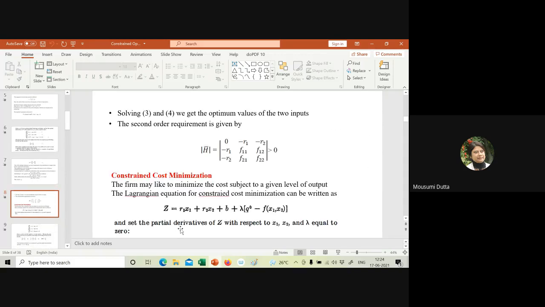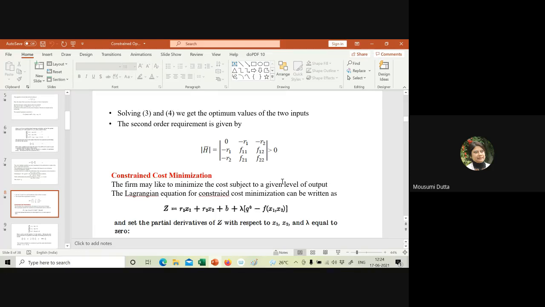As I mentioned, solving 3 and 4, we will get the optimum values of the two inputs. Then you need to check the second order condition. The second order requirement is given by this bordered Hessian determinant. You are already familiar with this concept. In case of commodities, here you will have minus P1, minus P2, minus P1 and minus P2. And here, all the commodity prices have been replaced by the input prices. However, conceptually, this is very, very similar to the earlier one. So this is all about the output maximization part subject to the cost constraint.